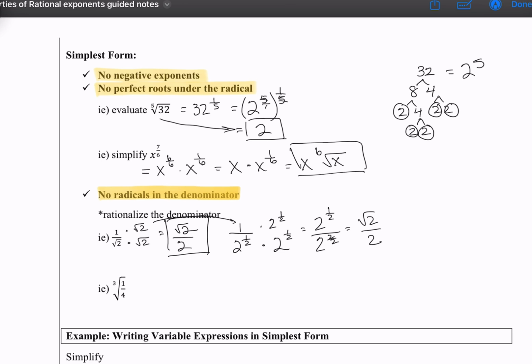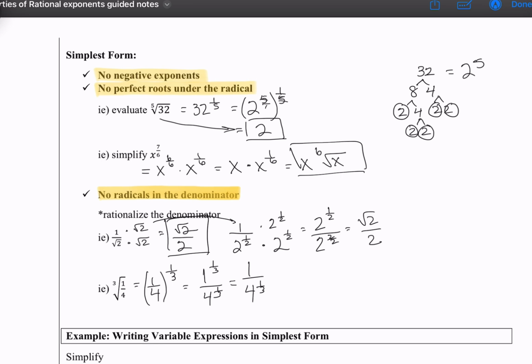So let's try that now with the cube root of 1/4. So the first thing I'm going to do is write this using rational exponent notation. This is really 1/4 to the 1/3 power. And then I'm going to give that 1/3 power to both numerator and denominator, power of a quotient rule. So 1 to the 1/3 power and 4 to the 1/3 power. Now, of course, in the numerator, 1 to the 1/3 is just 1.